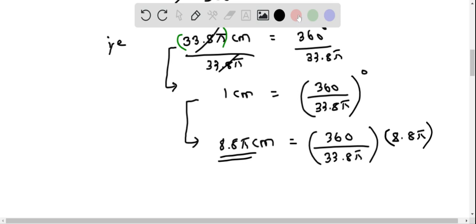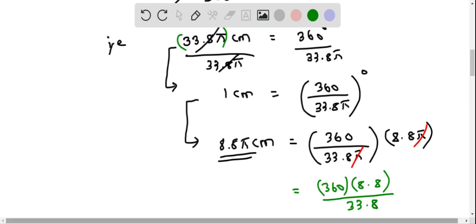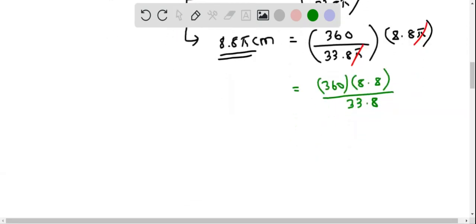Now we can do some cancellation. This pi and this pi get cancelled, and we have to multiply these quantities, that is 360 times 8.8, and this is over 33.8, and this equals 93.73. This is approximately 93.73. This is in degrees.